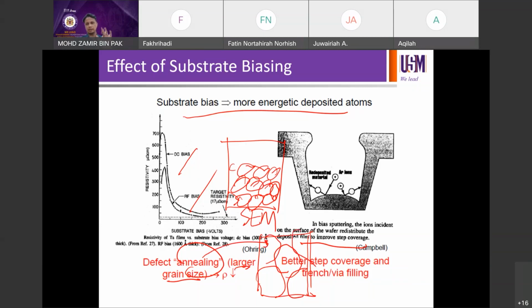So maknanya annealing, biasing you pakai ni can be used for different purposes. For annealing, for crystallinity improvement, for step coverage improvement, for apa tadi? For collision, to tailor roughness, yeah, many more, right?